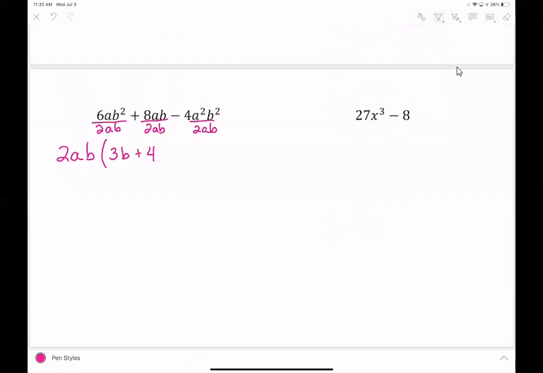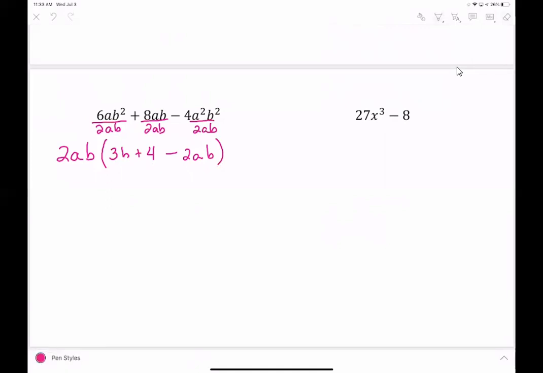And I'm going to bring my minus down. 4 divided by 2 is 2. A squared divided by a is a. B squared divided by b is b. Now, when I do this, I always just want to check. I've got a trinomial inside, but that trinomial is not a quadratic. So we can't break what's in the parentheses down anymore. So we are at our final answer at this point right here.